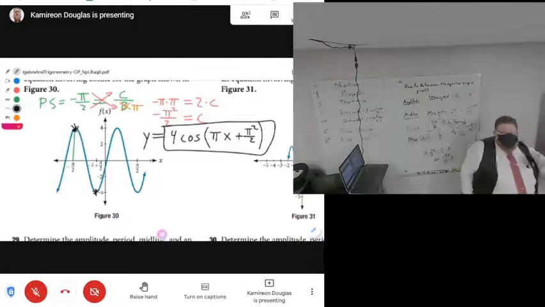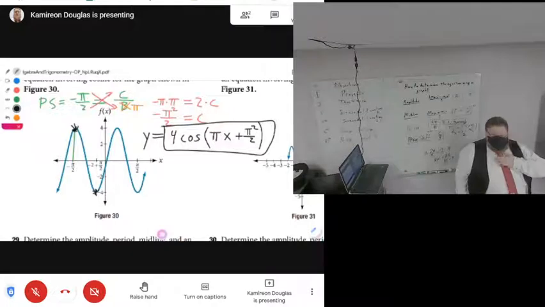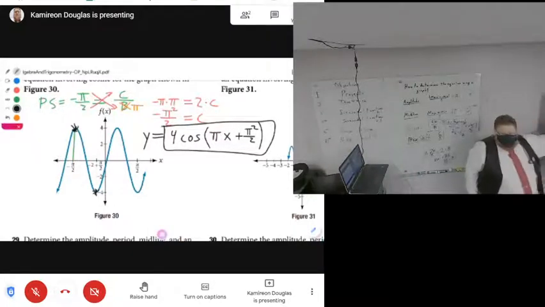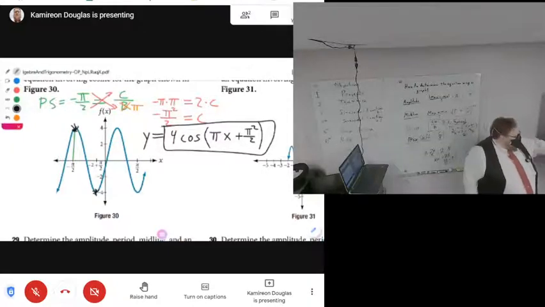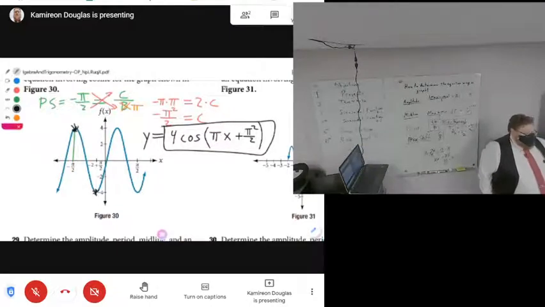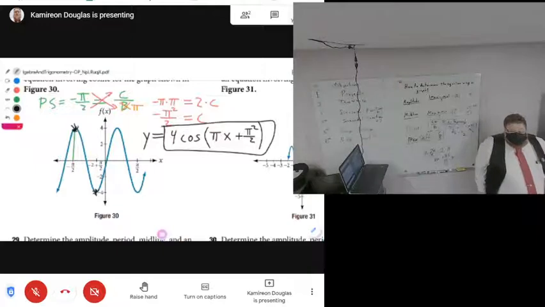Now, it's important to note here, I chose this phase shift. Madeline, you said you did this problem already. You chose this phase shift. Was it easier to find C? No. So in this case, the C is just nasty.